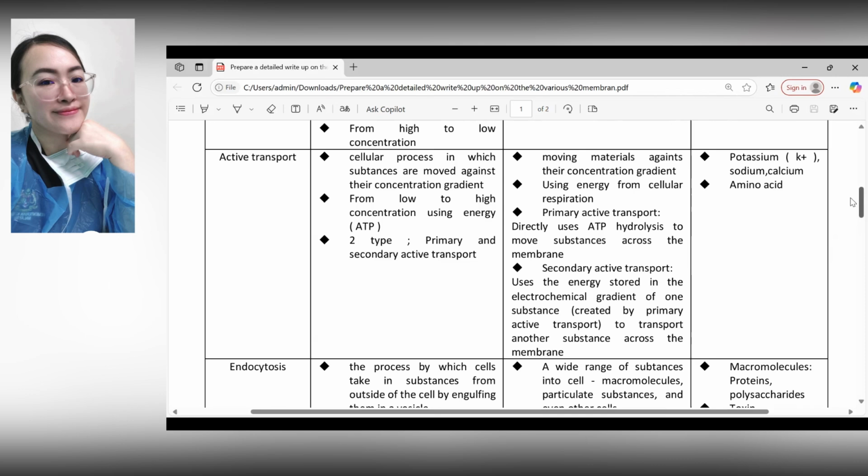Primary active transport directly uses ATP hydrolysis to move substances across the membrane. And secondary active transport uses the energy stored in the electrochemical gradient of one substance created by primary active transport to transport another substance across the membrane. Examples of active transport are potassium, sodium, calcium, and amino acids.